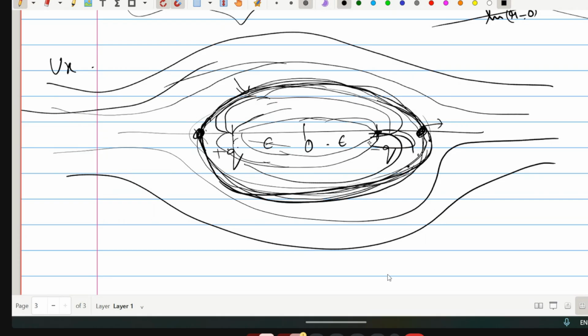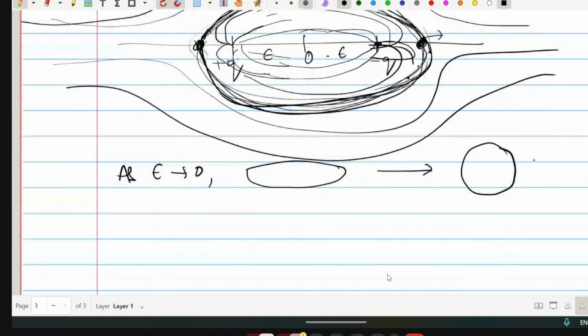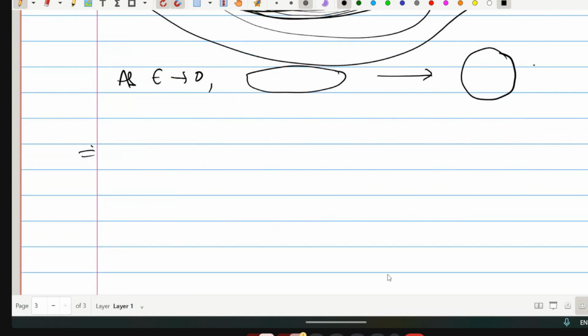In that case you put some epsilon. Depending on the epsilon, you will get an oval shape. But if epsilon goes to 0, this oval becomes a circle. That is exactly what you do. So what happens when source and sink are put together and epsilon goes to 0? That is your doublet. So this implies uniform flow plus doublet as your phi.